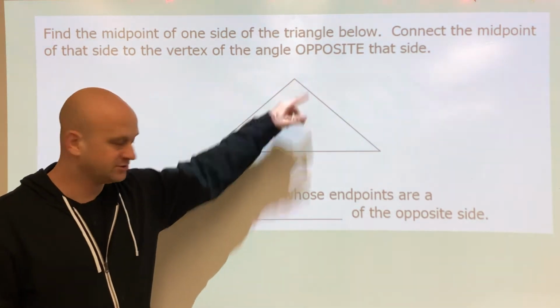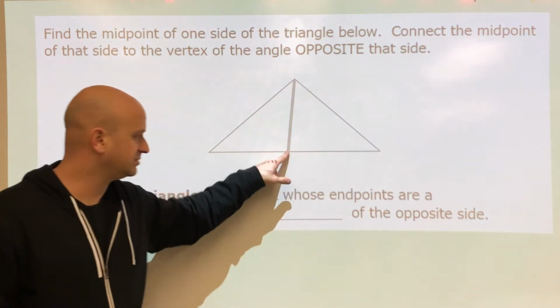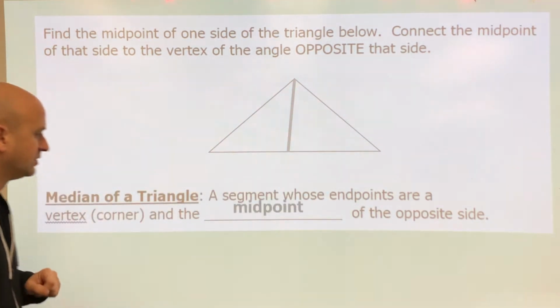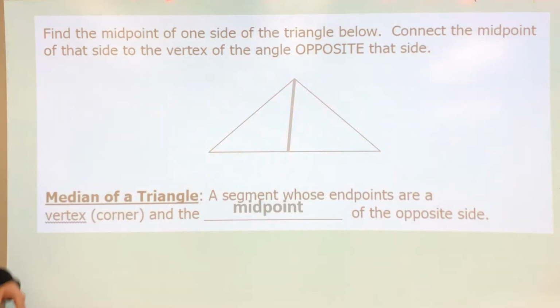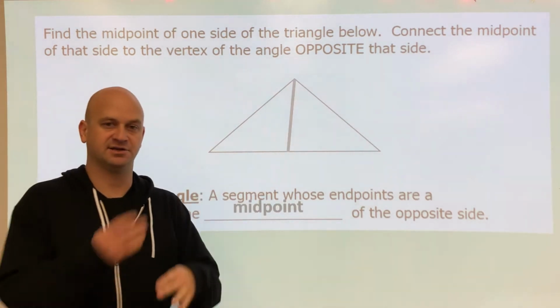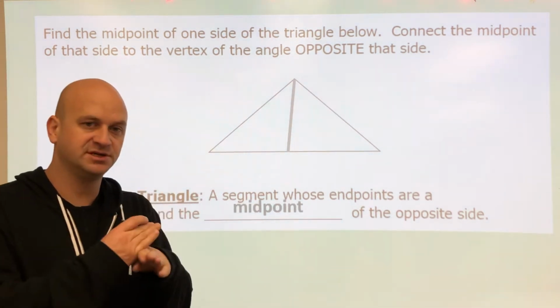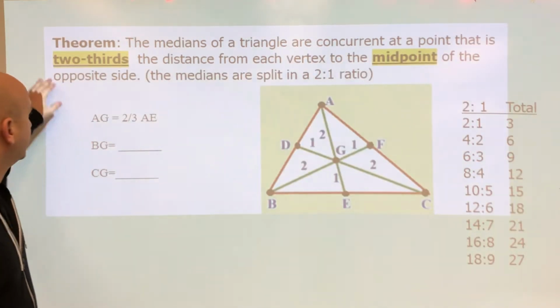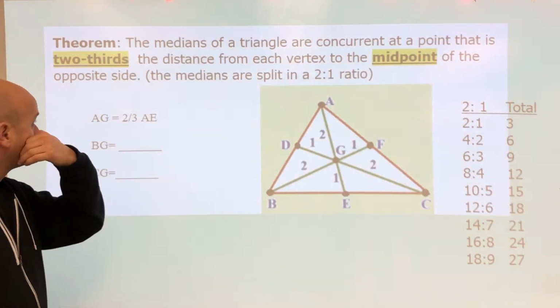So if this is the angle, this is the opposite side, this would be the approximate midpoint, and we connect it, okay? And so if we have the median of a triangle, it's going to, again, connect the vertex to the midpoint of the opposite side. And if we have multiple medians intersecting each other, that's called the point of concurrency. And that has a unique property.